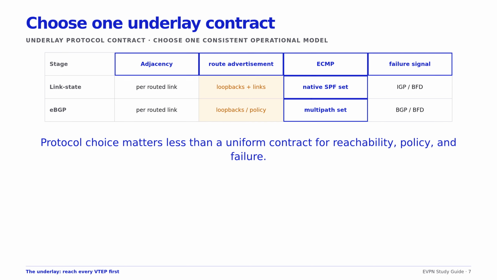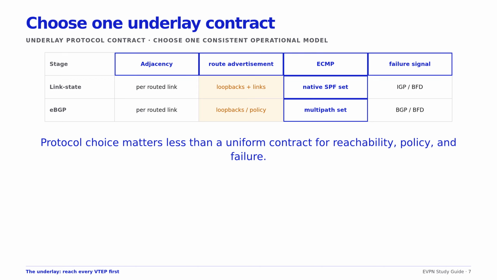The underlay may use an IGP such as OSPF or ISIS or external BGP on the fabric links. Reputable vendor designs support both. The wrong decision is not choosing one protocol over another. It is operating without a written contract.